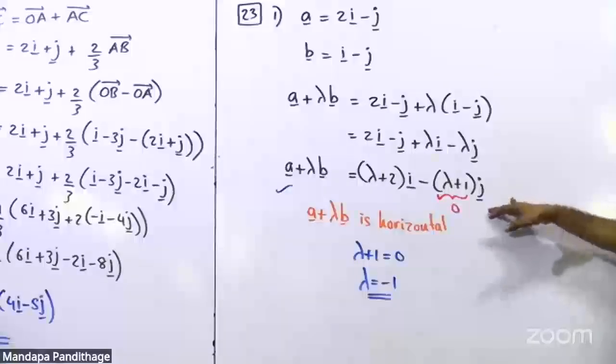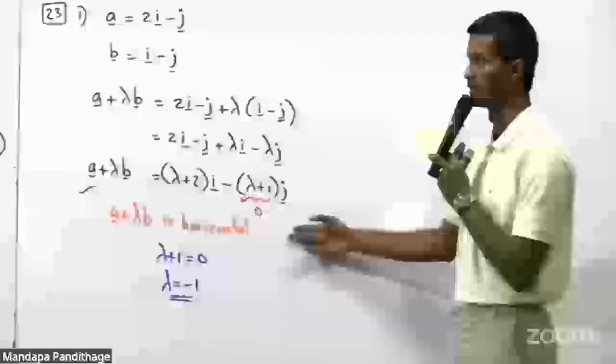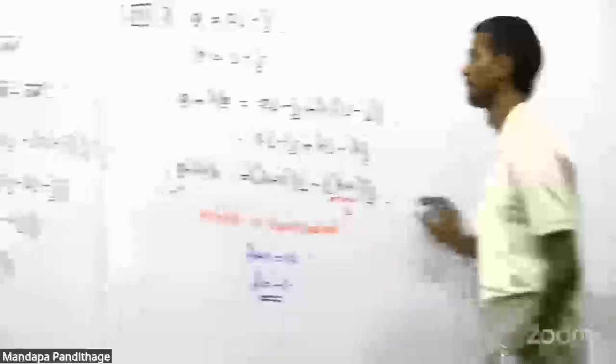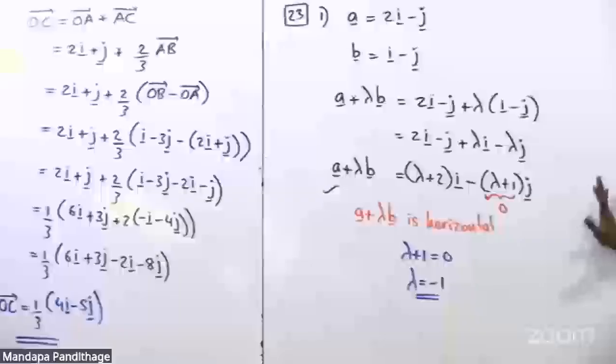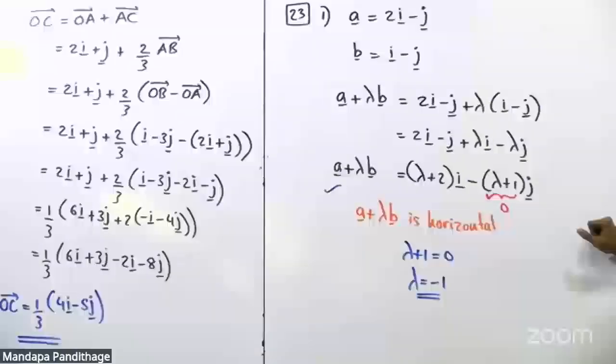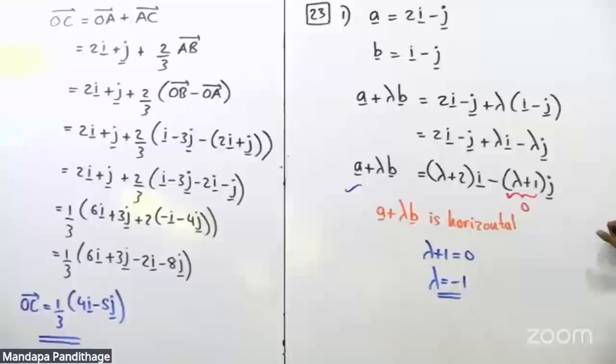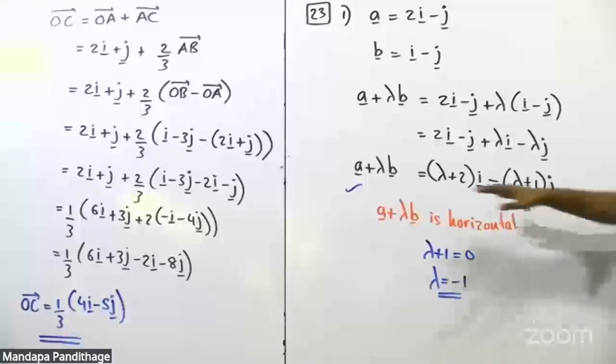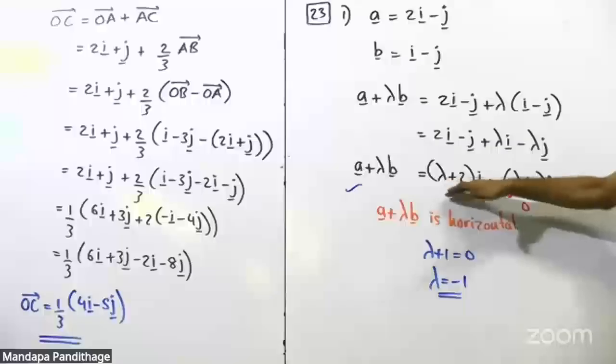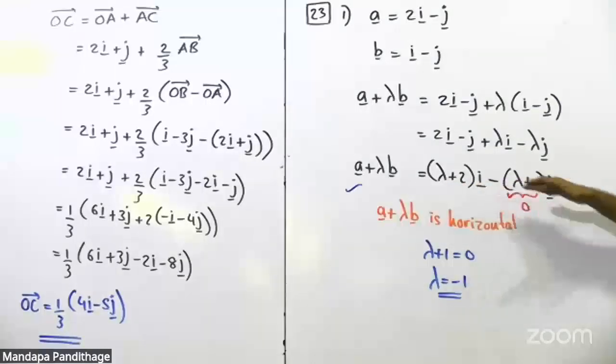Up to here, then I'll give a small note. Okay, simplify this: a plus lambda b is equal to (lambda plus 2) i minus (lambda plus 1) j.